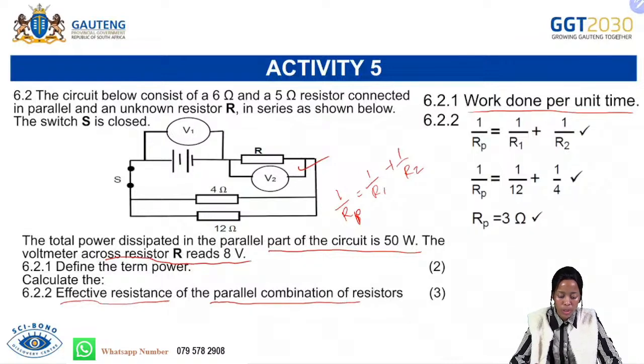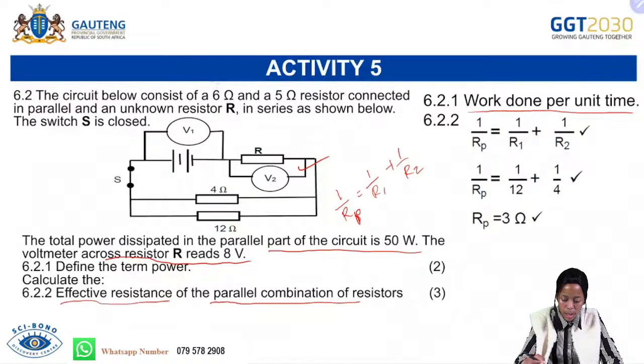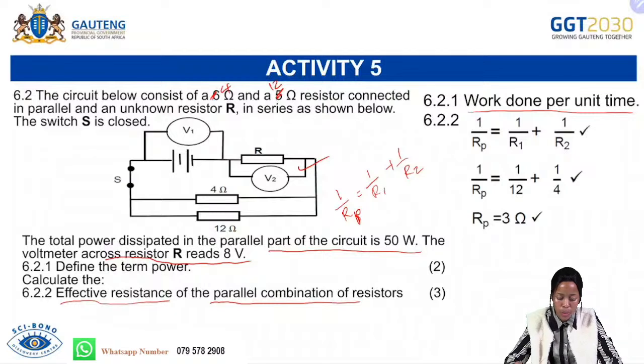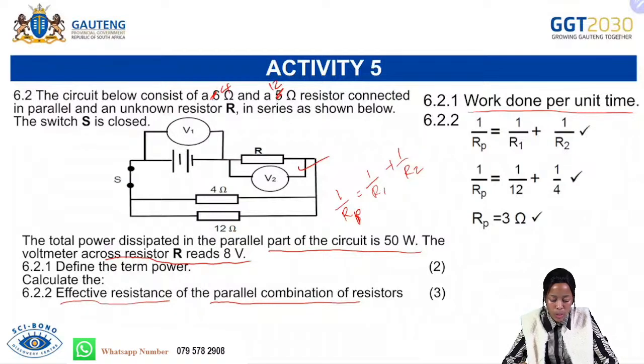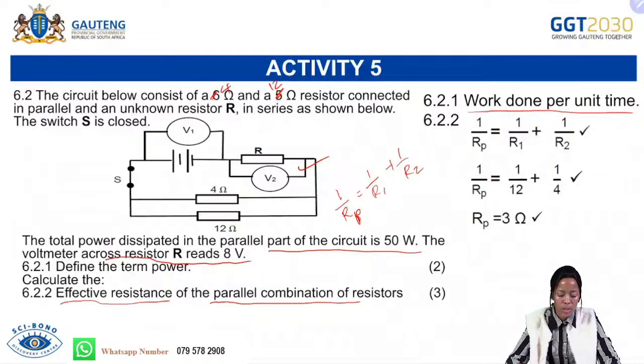Okay. So it means that on this one, we should have a 4 here, as well as a 12 ohm there. Okay. So the effective resistance, then what is it that we have? Then you go onto your circuit there, and you need to identify which resistors are connected in parallel.